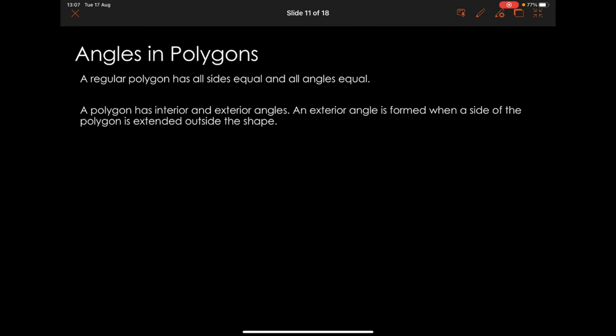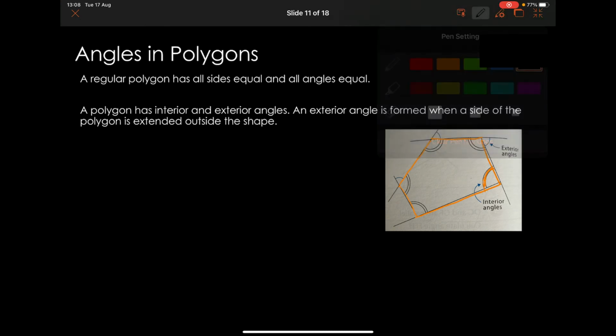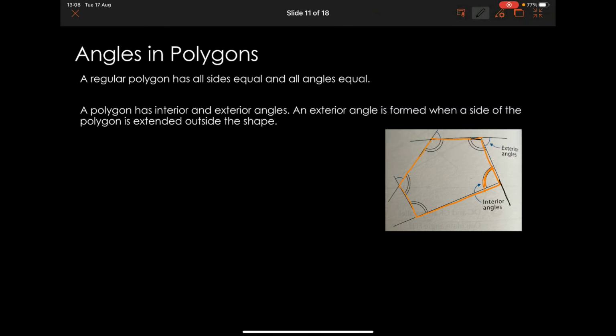Now, a polygon has interior and exterior angles. An exterior angle is formed when a side of the polygon is extended outside of the shape. So, here is a polygon. This angle here is the interior angle because it's inside the shape. If we look, this is the actual shape. Just draw that in there so you can see. That's the actual shape. And then these are our extended lines, which then create the exterior angles.